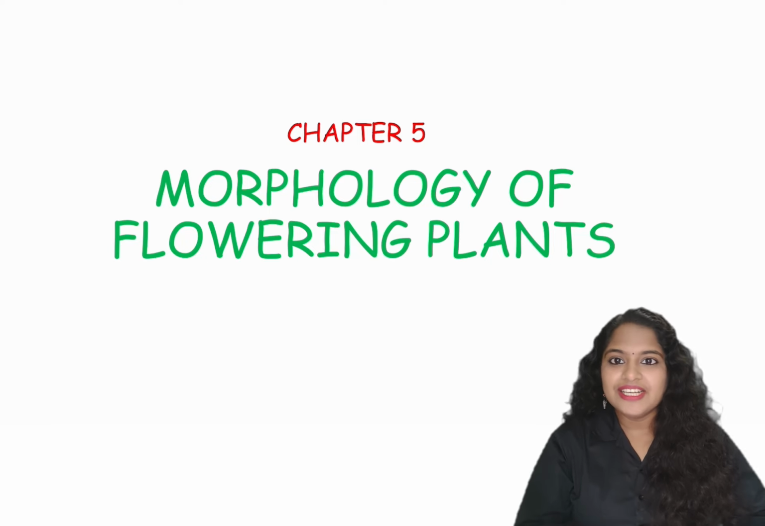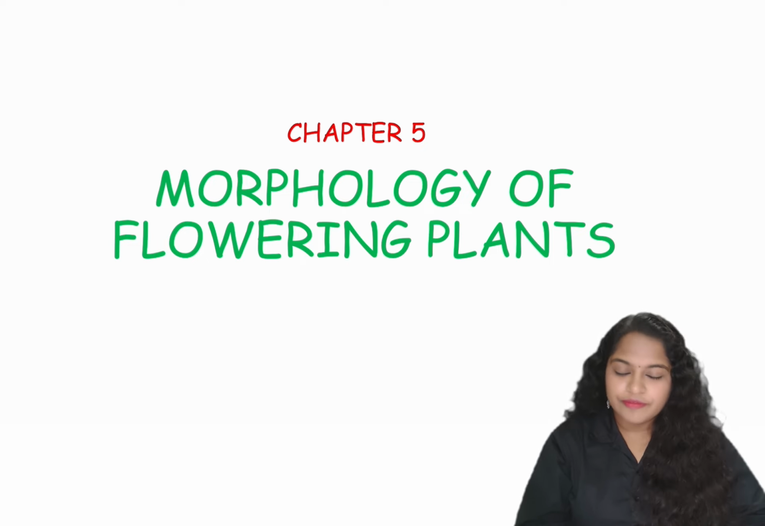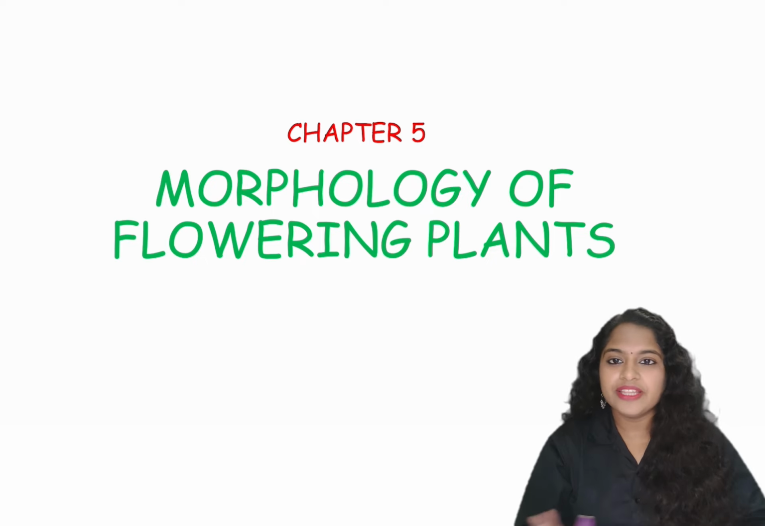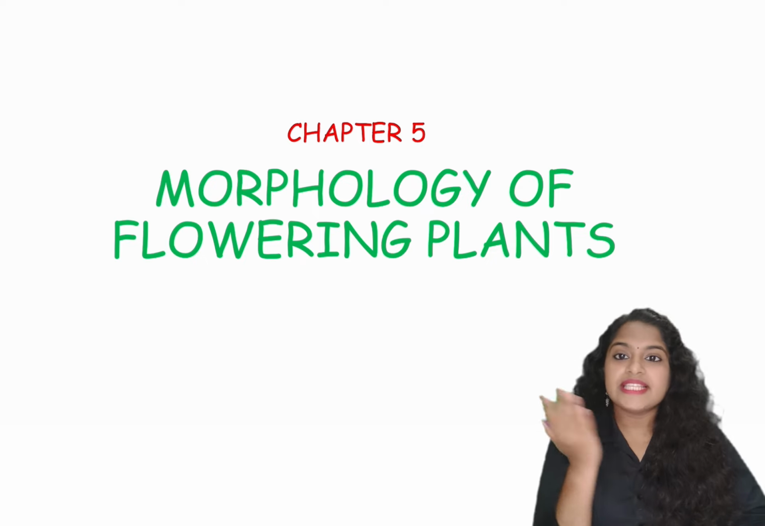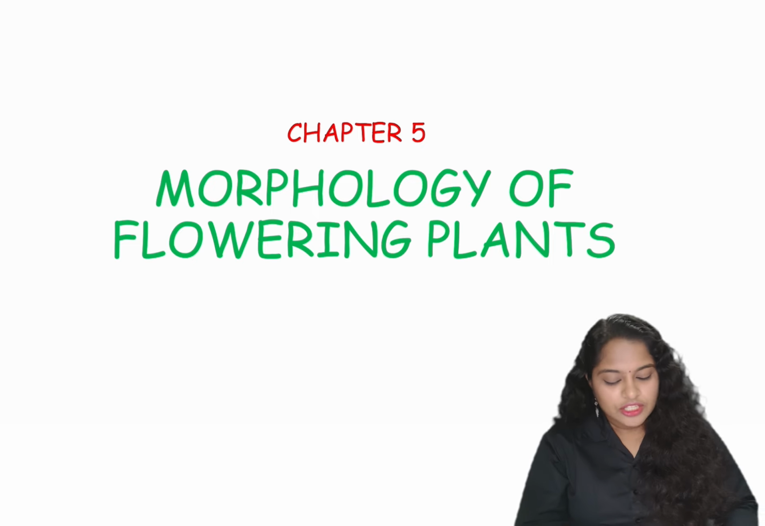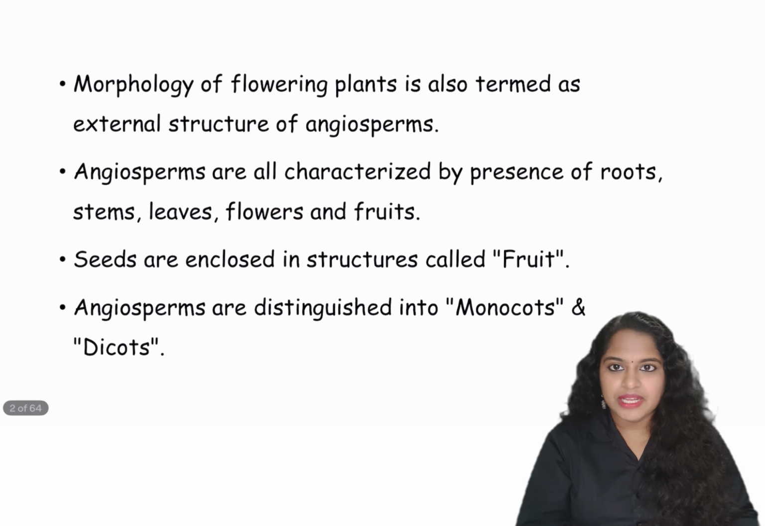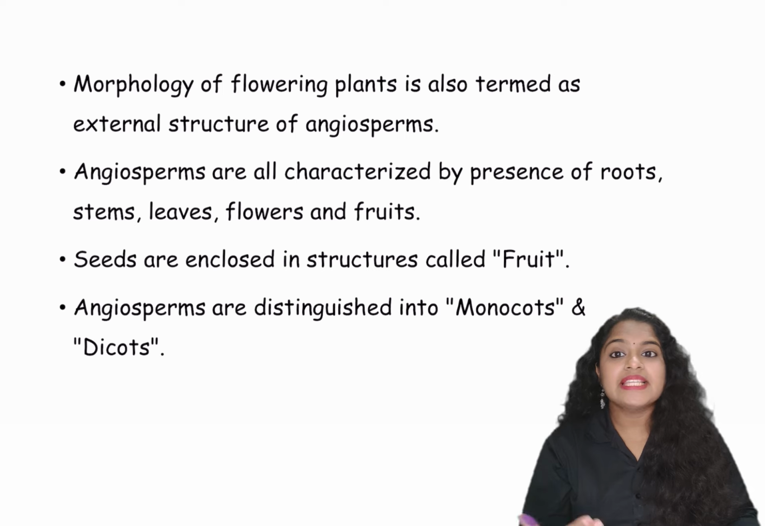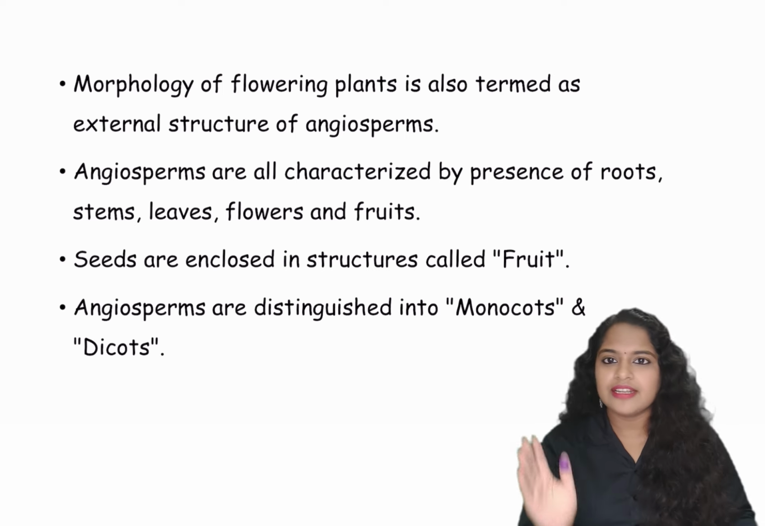So in this lecture, we will be learning about the external features of a flowering plant, that is the morphology of flowering plants. In this chapter, we will be learning about the root, shoot, leaves, flowers, fruits, seeds, all the morphological structures or all the external features of the plants. So what is morphology of flowering plants? It is the external characters of an organism or a plant. Morphology is external characters of an organism.